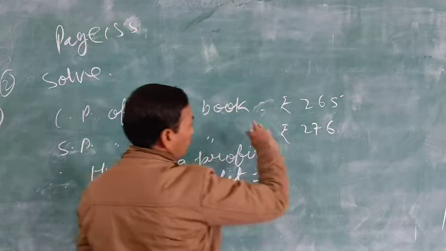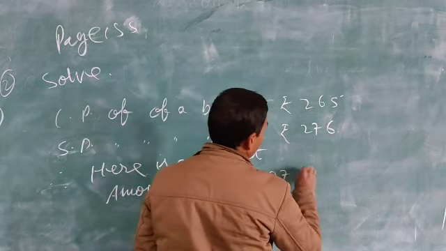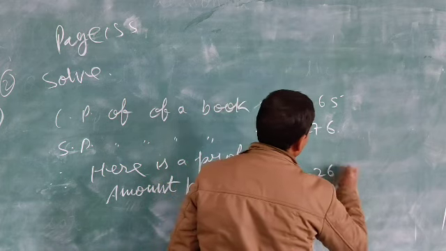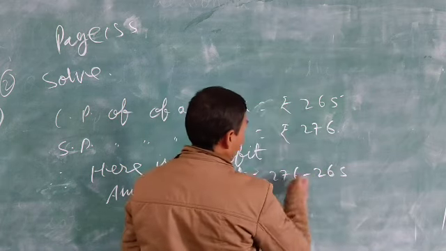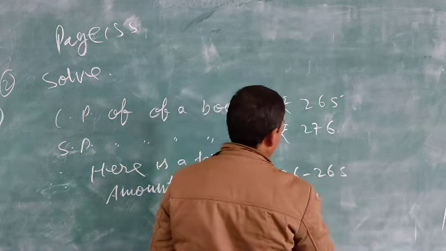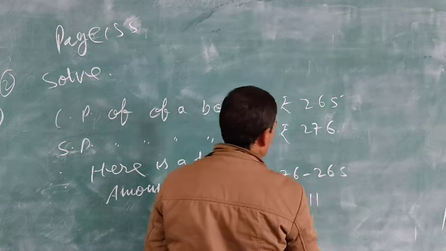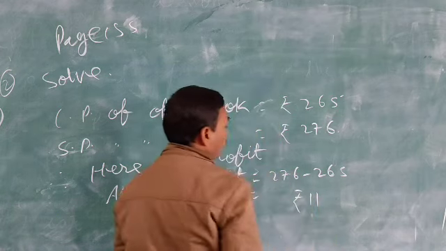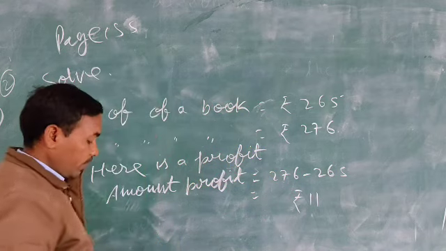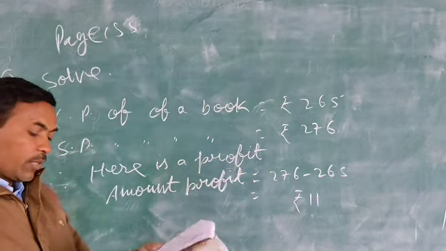You know the formula: SP minus CP, 276 minus 265. Subtract: 6 minus 5 is 1, 7 minus 6 is 1, 2 minus 2 is 0. That is rupees 11 profit. So similarly you can do the remaining questions.